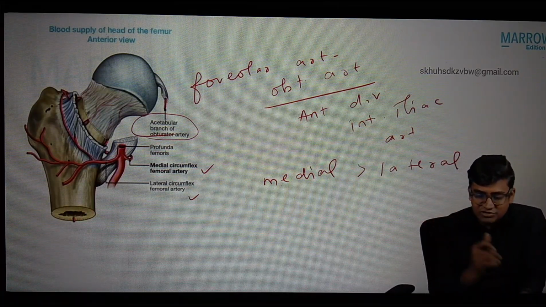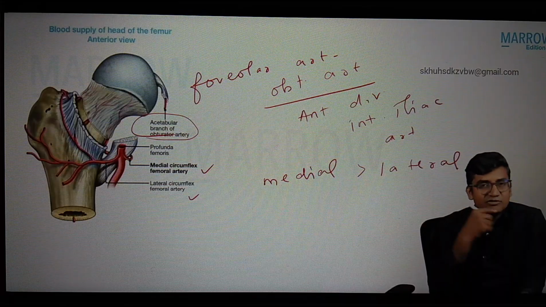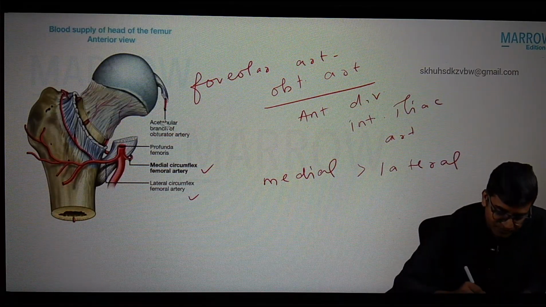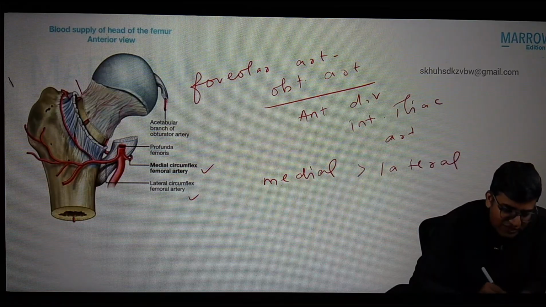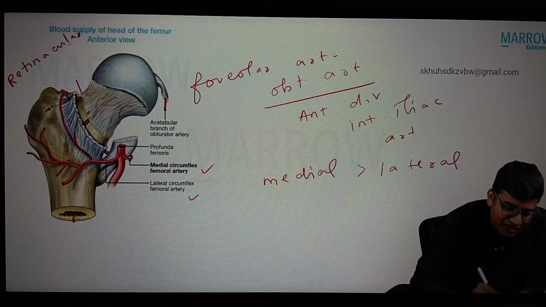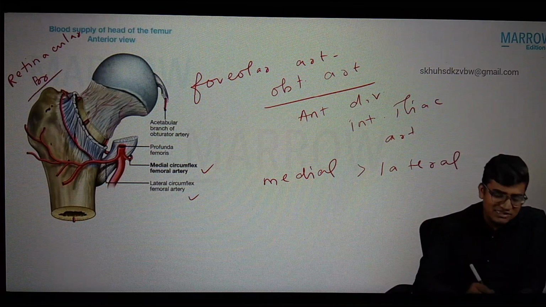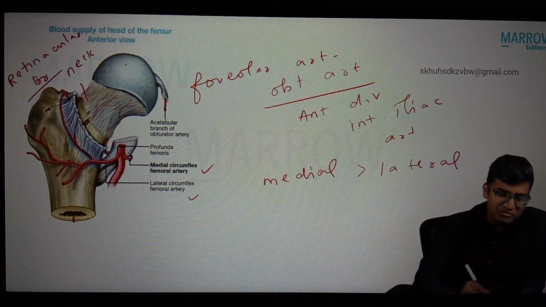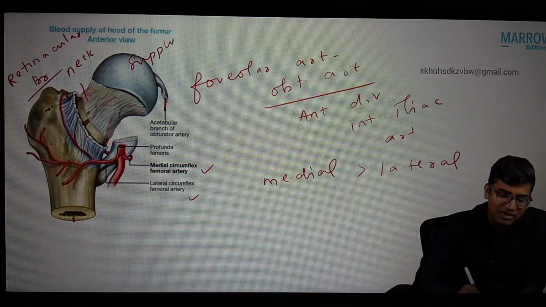Okay. Now, these 2 circumflex femoral arteries, they form one circle around the femur and they give straight branches. Now, can you see these branches? Now, these branches are called retinacular branches. Now, these retinacular branches ascend in which part of the femur? Ascending in the neck of the femur, and they supply the femoral head.